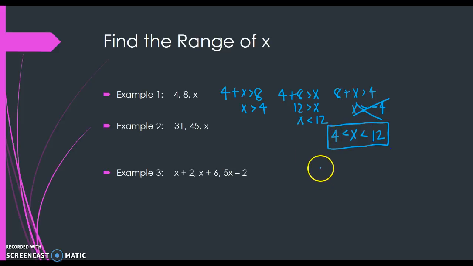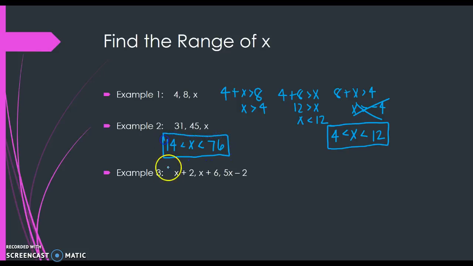The easy route, without having to write all of your inequalities, is to note that you can subtract them to get the small number and add them to get the big number. So for our second example, the difference between 31 and 45 is 14. So x has to be at least 14 units long. And then if I add them together, the sum gives me 76. And so it can't be more than 76 units, or I won't be able to form a triangle. So then that's my answer for example 2.